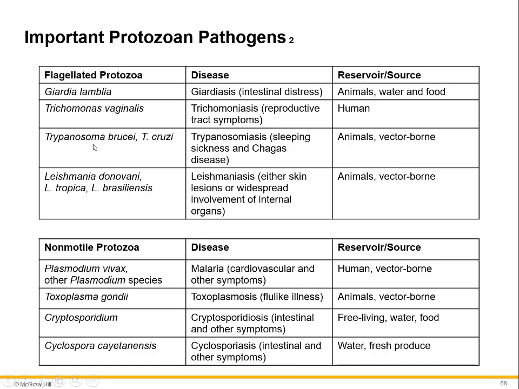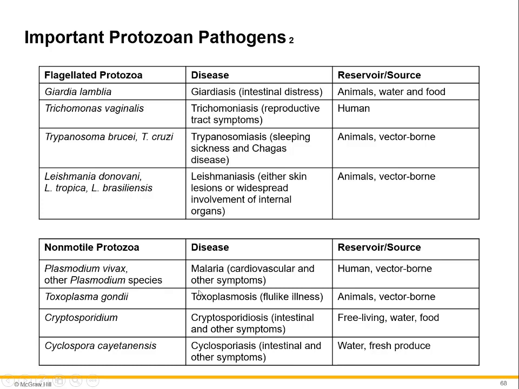Then Trypanosoma brucei or cruzi, that's African sleeping sickness, or Chagas disease. Those are ones that can cause central nervous system issues. Leishmaniasis causes some skin lesions, but they can also go into the internal organs. And both of these are animal vector borne, so there are insects or fleas, I think the Chagas disease is the kissing bug, and there's a fly, the tsetse fly, that transmits I think the trypanosoma. Leishmania is carried by the sand fly, and so those are vector-borne. We get bitten by them, and then it's transmitted that way.